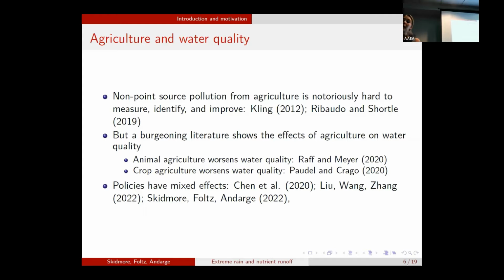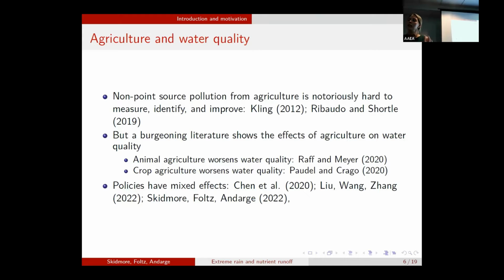And then there's a budding literature on policies in non-point. So we have Chen et al. in 2020 looking at the Clean Water Act and hog CAFOs in Iowa. We have Liu, Wang, and Zhang more recently looking at EQIP. And then I have a paper with the same team looking at the effects of local manure management regulations in Wisconsin. In every single case, we find mixed effects of the policies, right? So some encouraging evidence and some not so encouraging evidence.